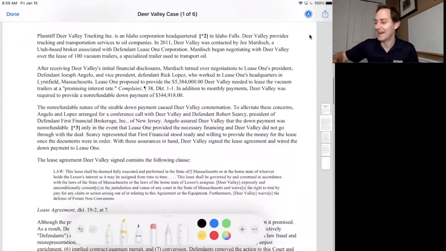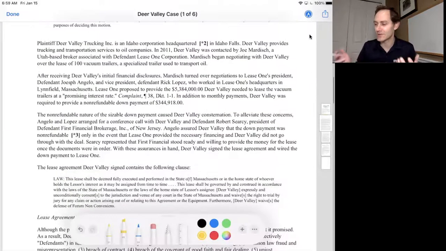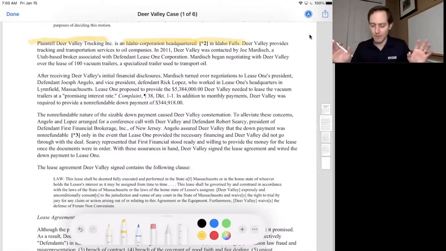All right, so continuing the introduction, here's some background information. Deer Valley is an Idaho corporation headquartered in Idaho Falls. Important. Remember, to get federal jurisdiction, you're going to need all the plaintiffs to be from different states than all the defendants. So that's why Judge Windmill is going through this right here to establish that.